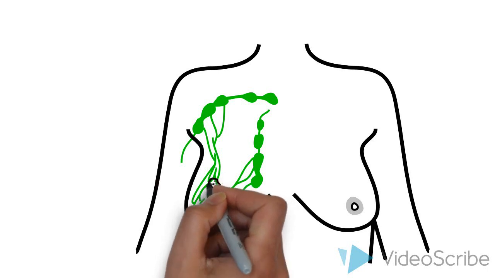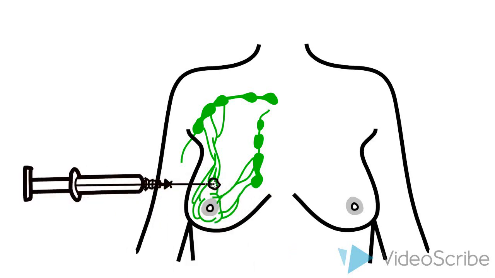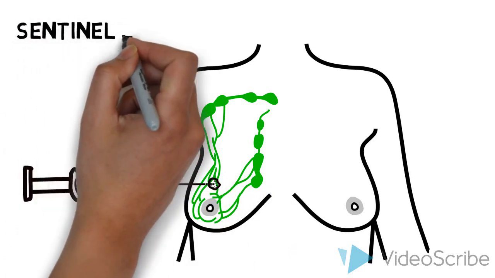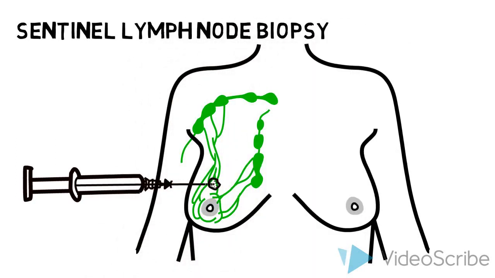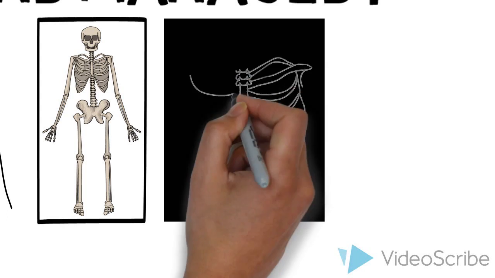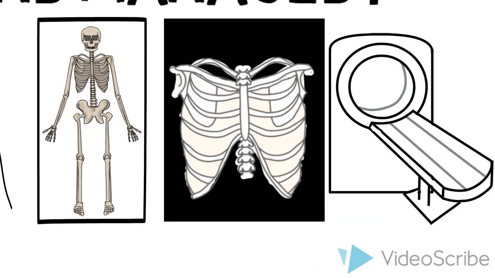We often assess for nodal spread with a sentinel lymph node biopsy, where samples are taken from the first few lymph nodes into which the tumor drains during a partial mastectomy or other operation. Further imaging, such as bone scans, chest x-rays, or CT scans, may be done if metastases are suspected in other organs.